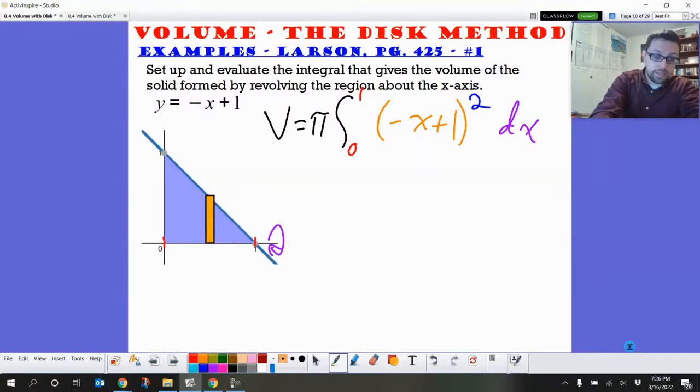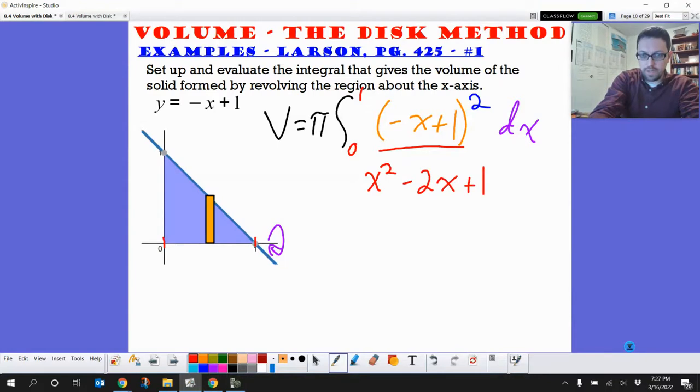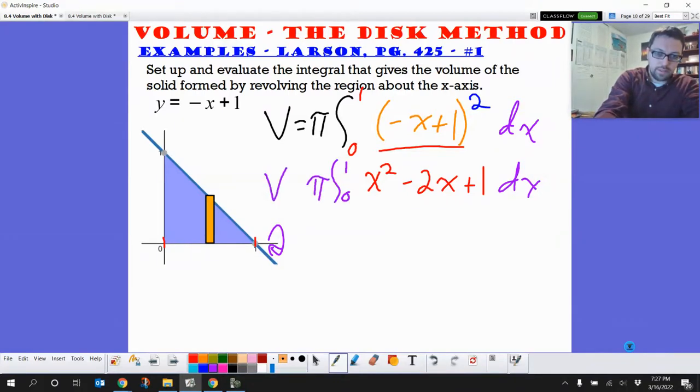Let's integrate. Well, before we integrate, though, I want to clean that up. So this, if we square it, we get x squared minus 2x plus 1. We still have our dx. We still have our integral going from 0 to 1. We still have our pi. And this still equals the volume. But that's now ready to be integrated.